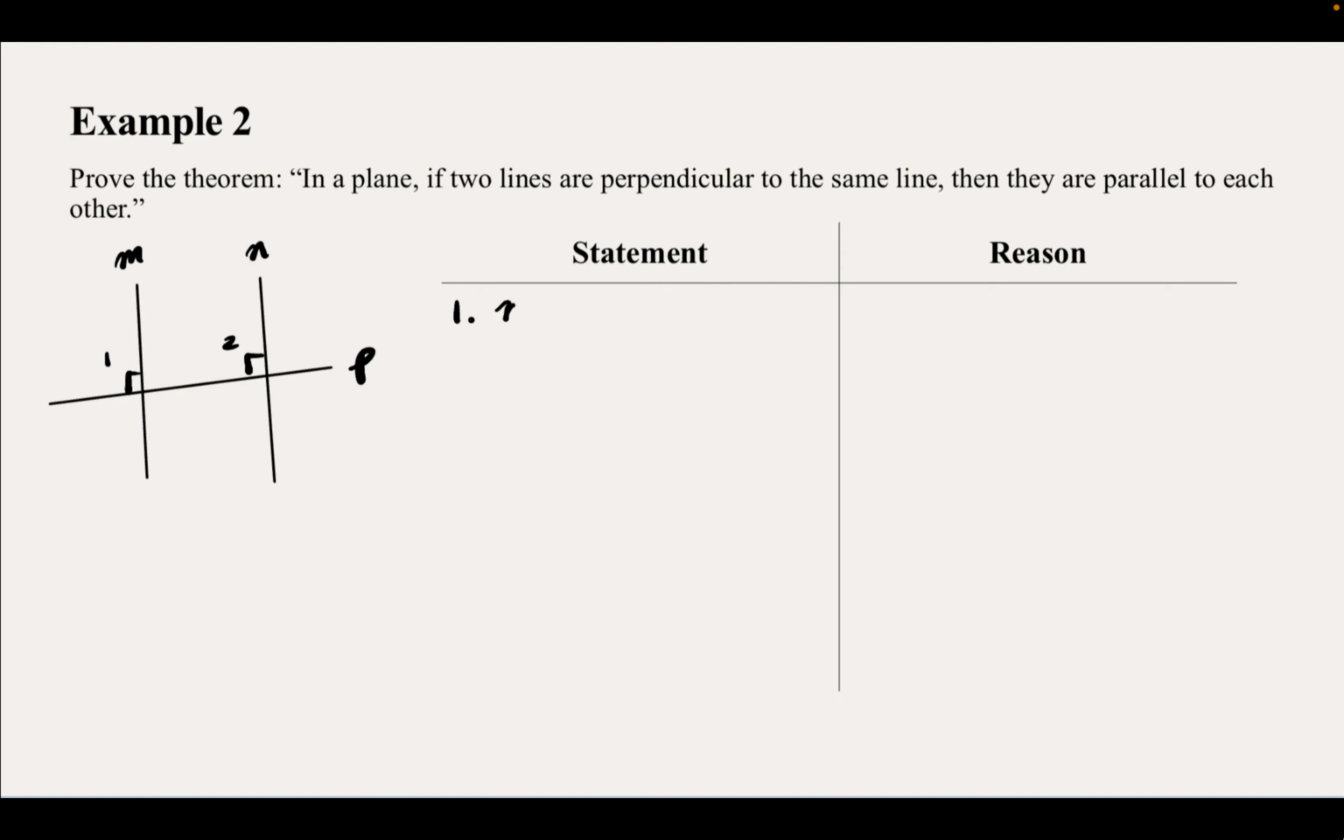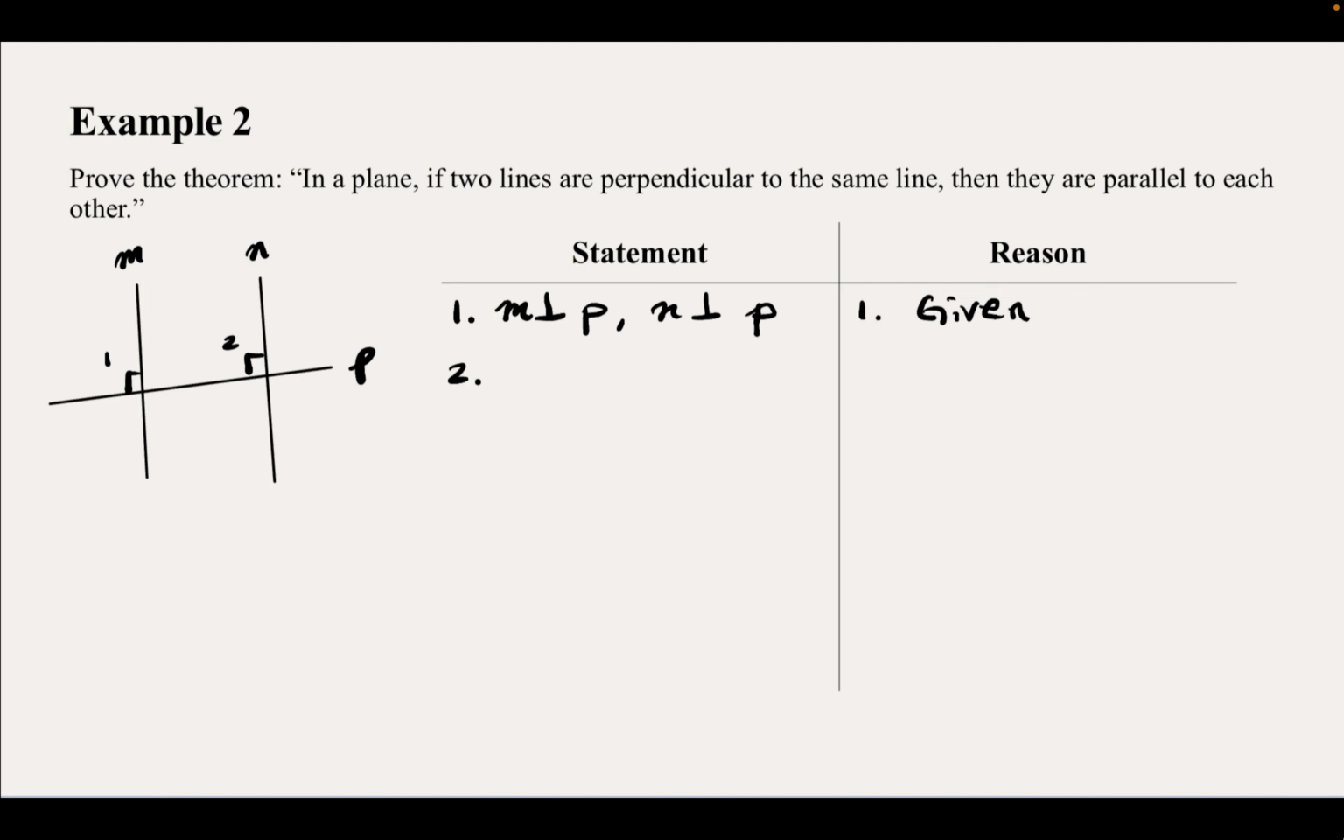And let's go ahead and put all that information for our givens. So we have M is perpendicular to P. N is perpendicular to P. That's my given. Took the if portion of the theorem. I want to prove that M and N are parallel. Looking at angles 1 and 2, I can see that those are corresponding angles, which means if I can prove that 1 and 2 are congruent, then I can say that the lines are parallel. Let's just go through step by step.